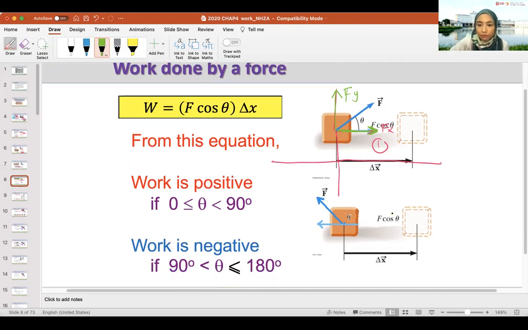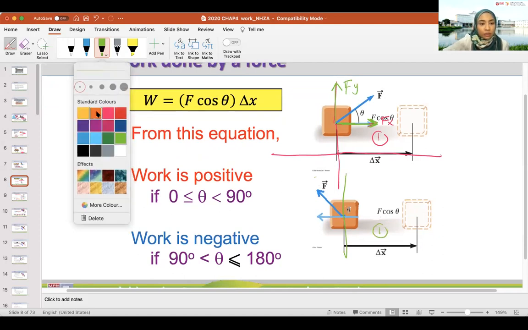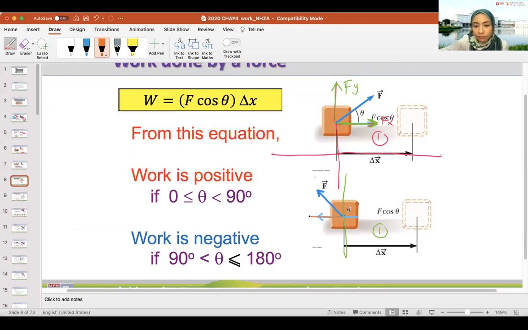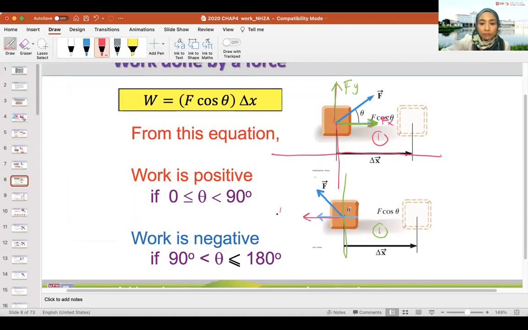But if my force is not in the same quarter as my displacement, where my displacement is in the first quarter, this guy is in the second quarter. So if I resolve, using orange again, the Fx is in the opposite direction. So this will give me a negative work done.